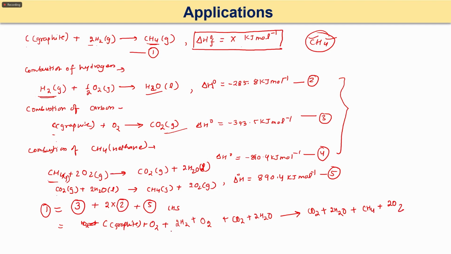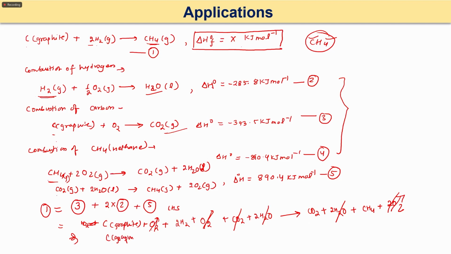Now here O2 and O2, it will become 2O2, and here on right hand side we have 2O2, so they will get cancelled out. Okay, so let us cut this O2 and this 2O2. Next, we have 2 moles of water on the left hand side and 2 moles of water on the right hand side. It will also be cancelled out. Here we have carbon dioxide on the left hand side and carbon dioxide on the right hand side. Okay, so it will also get cancelled out, and what will be left?